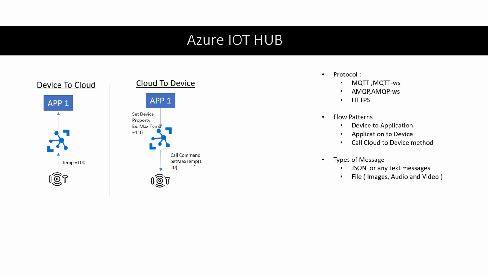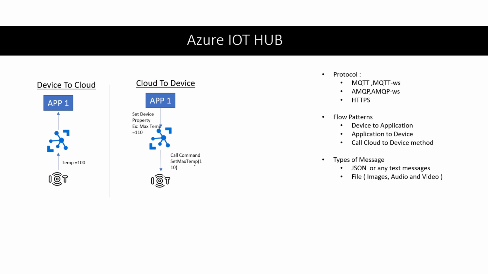Now, going on to the features, Azure IoT Hub supports the following protocols. They support MQTT, they support AMQP, and then it also supports HTTPS. And it also supports MQTT on WebSockets and AMQP on WebSockets. So these are the protocols that it supports.